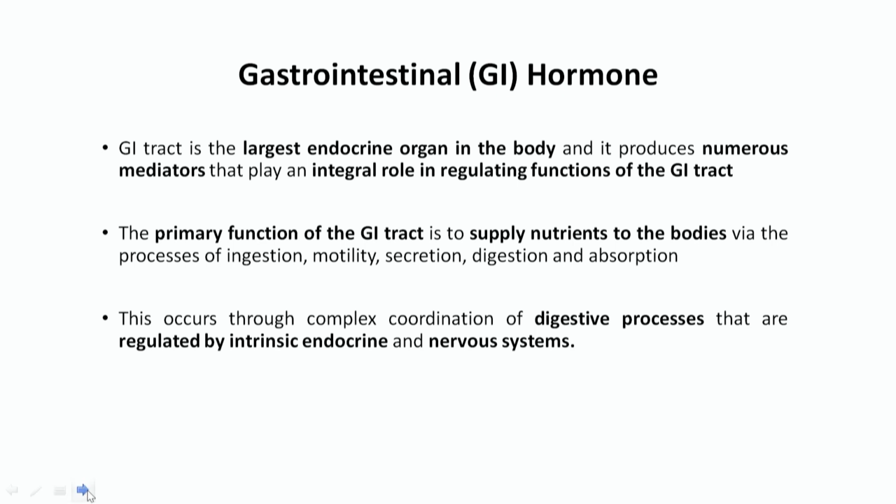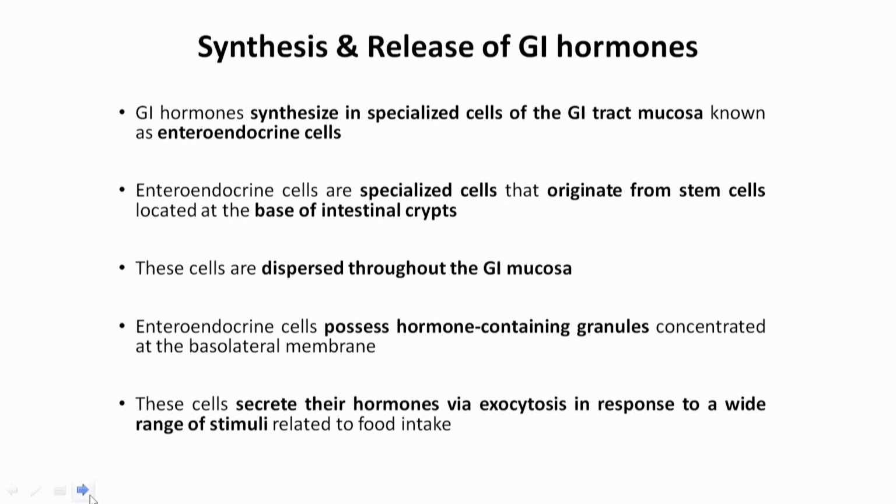So what are the hormones there? How are these hormones synthesized and released in the GI tract? Gastric hormones are synthesized in specialized cells of the GI tract mucosa known as the enteroendocrine cells. These enteroendocrine cells are like stem cells, which regenerate themselves.